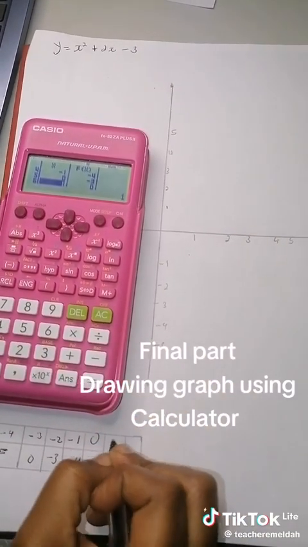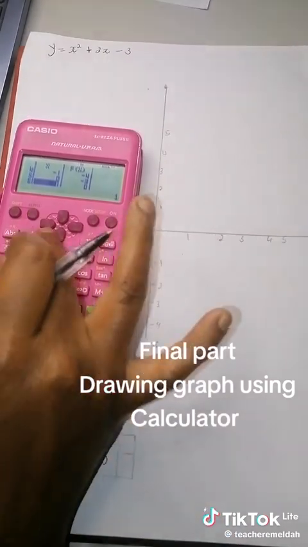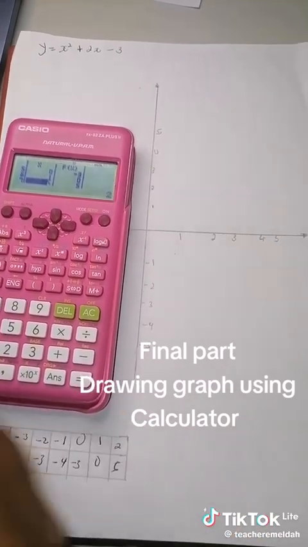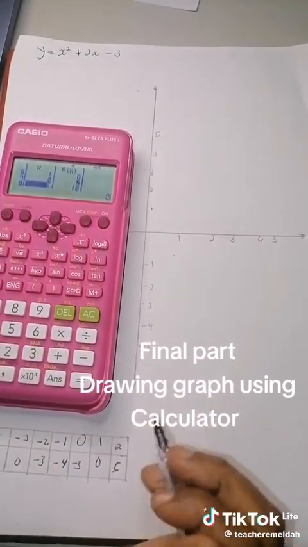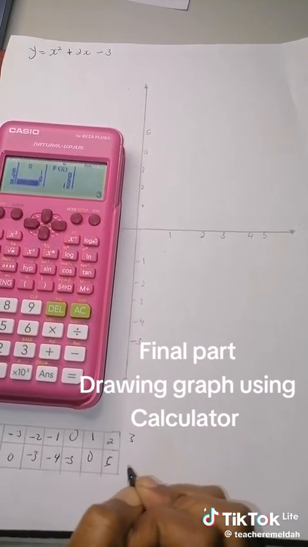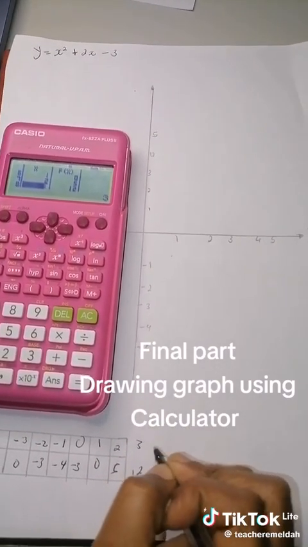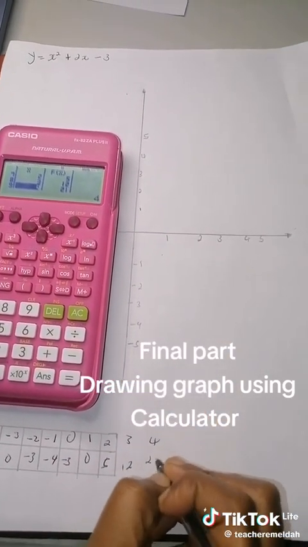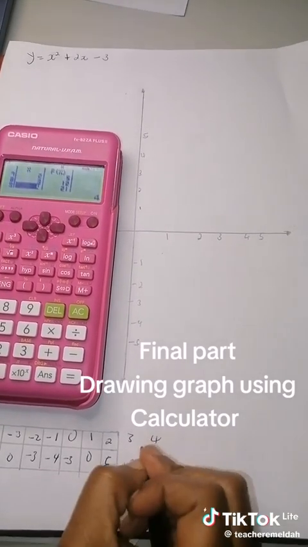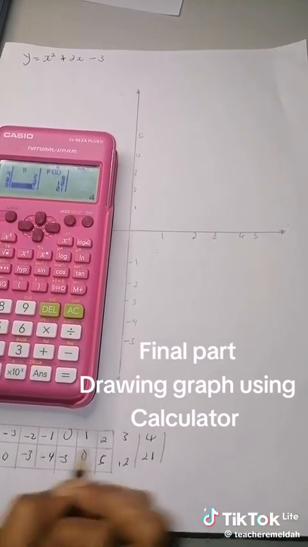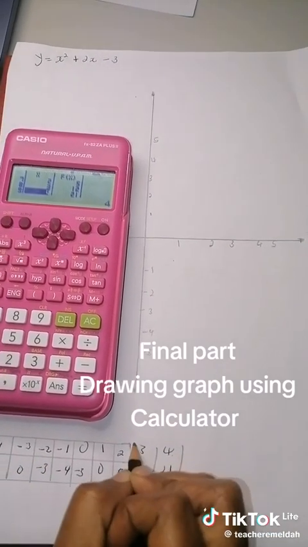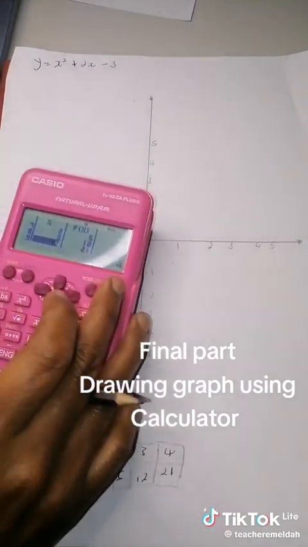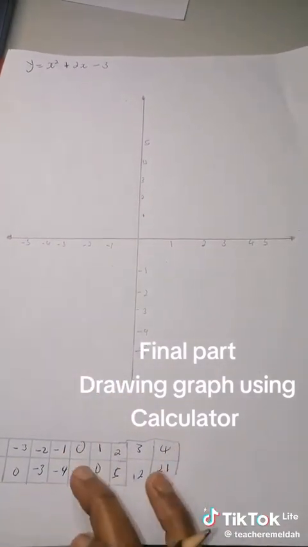When x is 1, your y is going to be 0. When x is 2, your y is going to be 5. And then when x is 3, our y is going to be what? 12. And then when x is 4, our y is going to be what? 21. Remember, I said I want my graph to end at 4, started with -4. Now let's go to our graph so that we can plot the values that we got on the calculator.